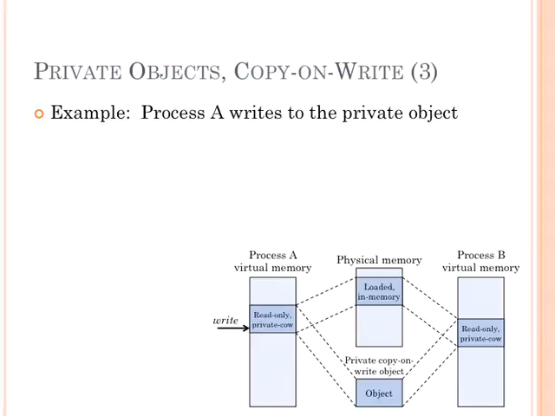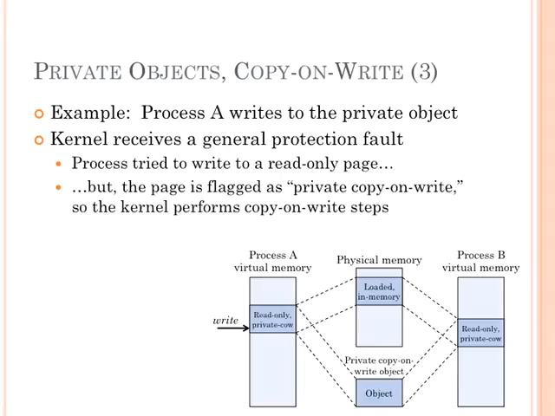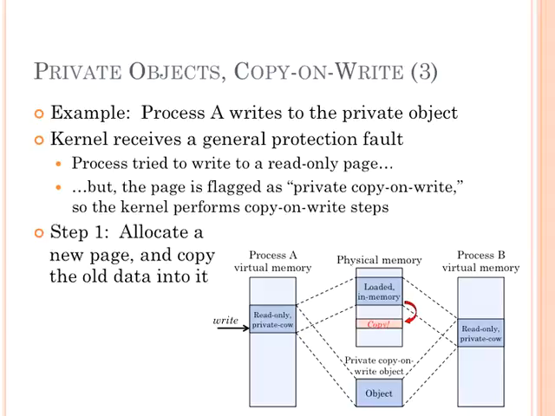Okay. So we have it right here, just as a simple example. The kernel gets a GPF, general protection fault. Now remember, this is not exposed to the process at all. This is all handled entirely by the kernel. So again, the kernel is an intermediary between the hardware and the application, giving it this really clever abstraction that allows us to have very efficient memory use. And so the page is flagged private copy on write, so the kernel does the private copy on write steps.